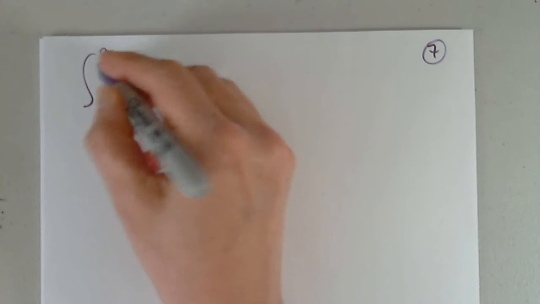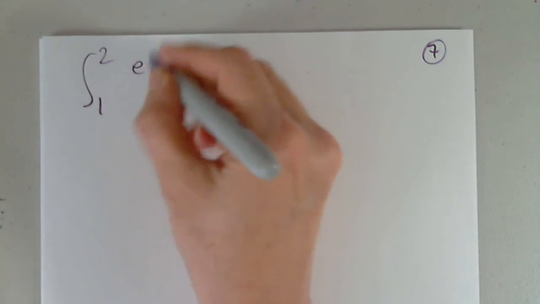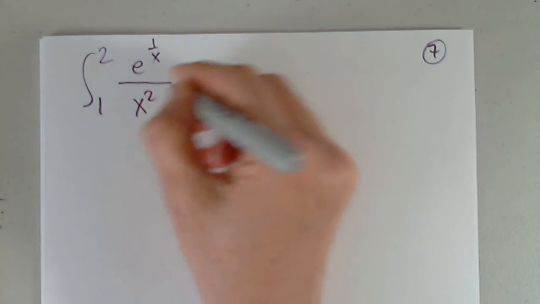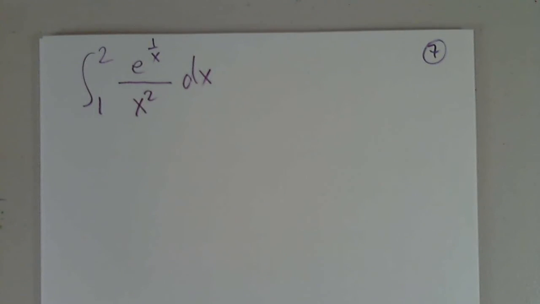The integral from 1 to 2. The numerator is e raised to the power 1 over x. The denominator is x squared. And of course, dx.